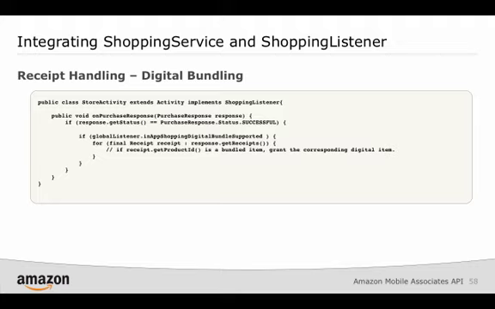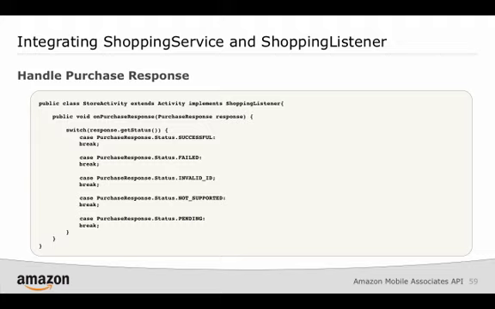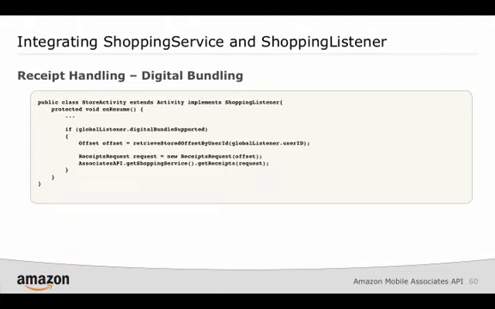A status code of successful indicates a successful product purchase. If receipt.getProductID is a bundled item, grant the corresponding digital item here. Pending transaction status can only occur in the digital bundling case. At the successful completion of the purchase, the receipt will be accessible via ShoppingService.getReceipts. As such, you should call the getReceipts in the onResume method of your main activity, and also your store-related activity of the app to ensure the receipt is delivered to your app.